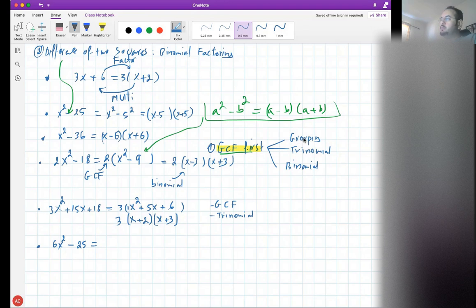We can use grouping. Grouping requires 2 groups. But since this is a binomial, let's see if we can use binomial or difference of 2 squares. Can we use this formula, the difference of 2 squares? Can we use it here? Or can we make 2 squares out of this? We can, only if we use fractions, I think. Not necessarily. At least we can make this one into a square easily, right?